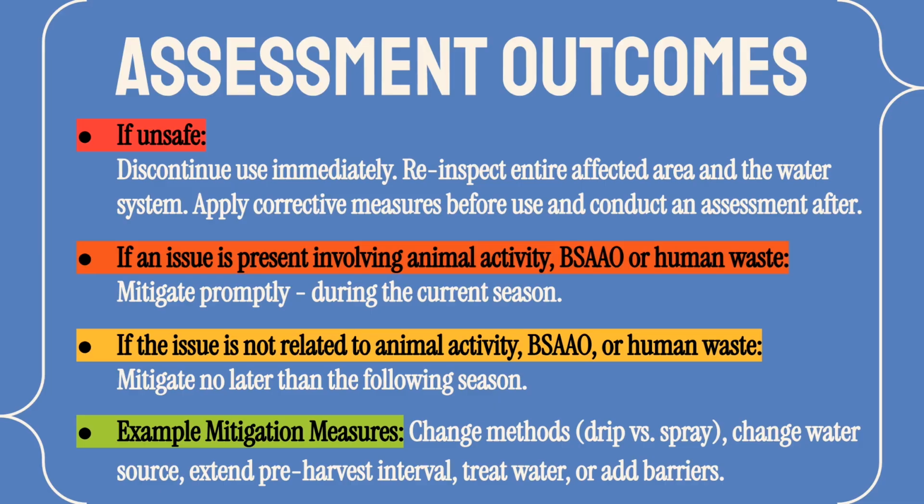The associated time frame to implement either a corrective action or a mitigation measure is determined by the level of risk severity. Example mitigation measures could include changing your method of application, changing your water source from surface to municipal water, extending the time between application and harvest, treating the water, or other strategies to prevent contamination.